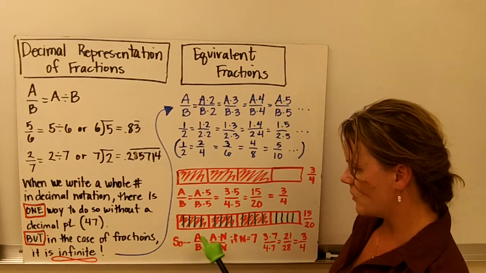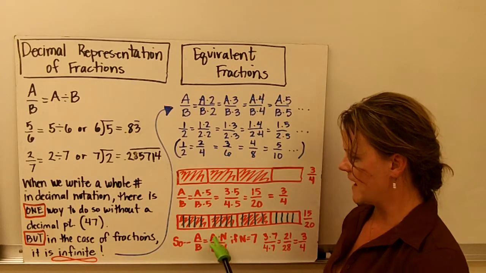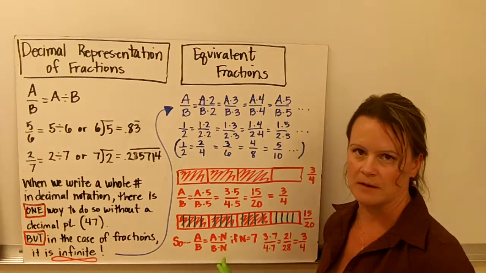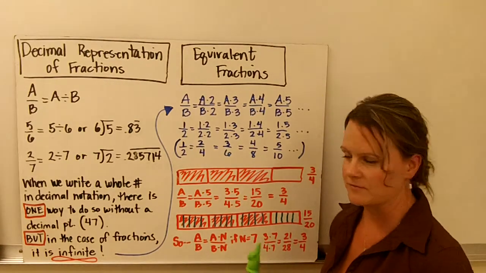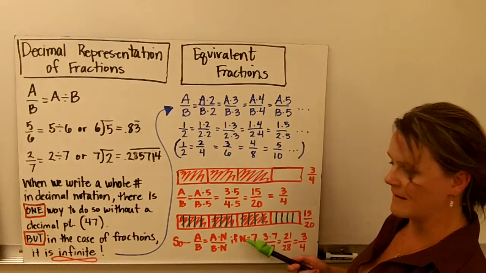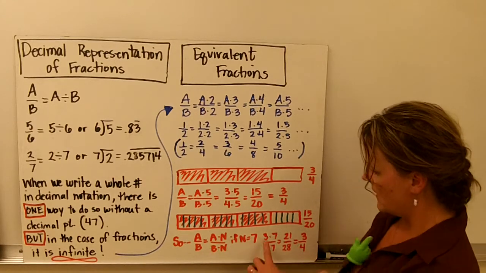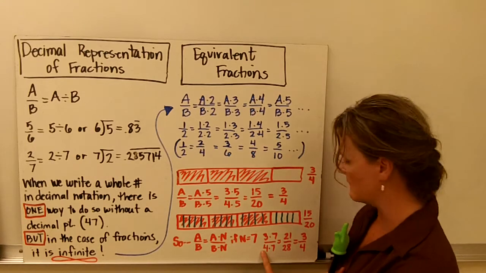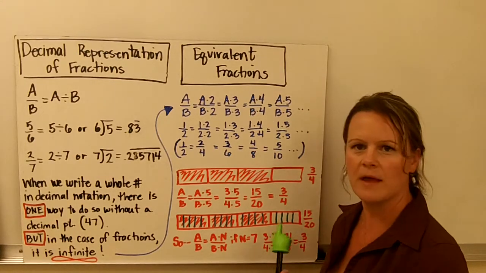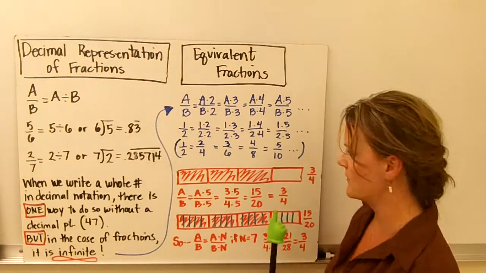which is the same as 3/4. So simply a over b, if you take a times any number and b times any number, so your numerator and your denominator times any number, you're going to get an equivalent fraction. So if n is 7, that's the number you're going to choose, then we just take our 3/4, multiply the numerator and the denominator both by 7, and we end up with 21/28, which is equivalent to 3/4.